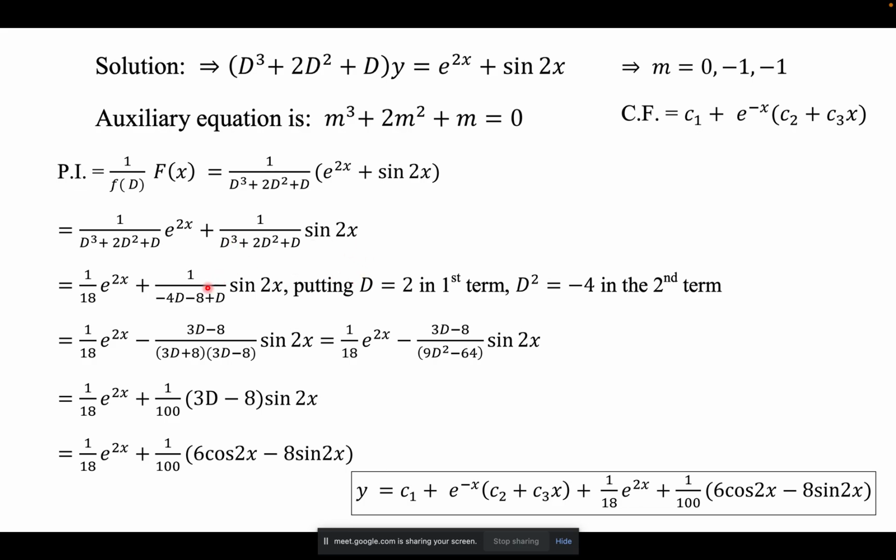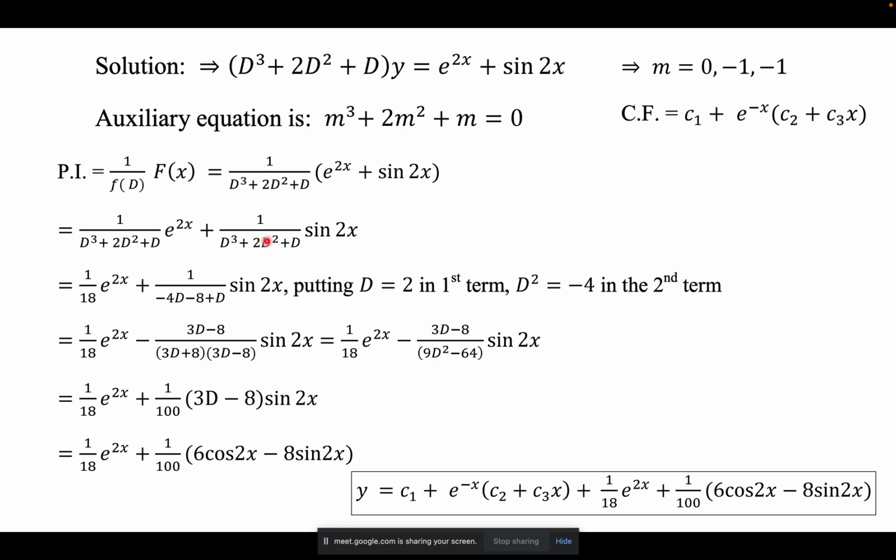So now what we can do is simply replace d square by minus 4, right? Because a here is 2, so d square will be replaced by minus 4. So now you have minus 4d, because 1d you have taken out, and then d square acts on this sine 2x, so you are left with minus 4d.